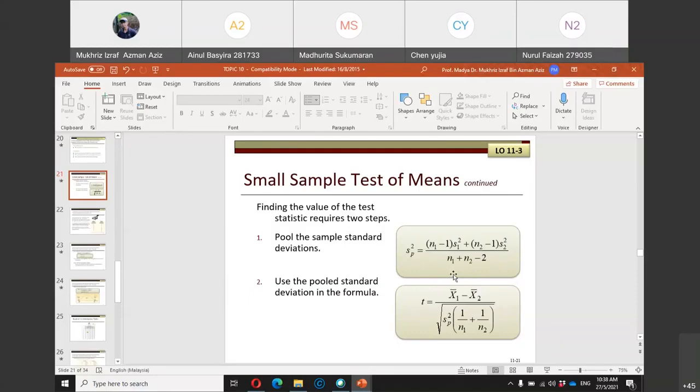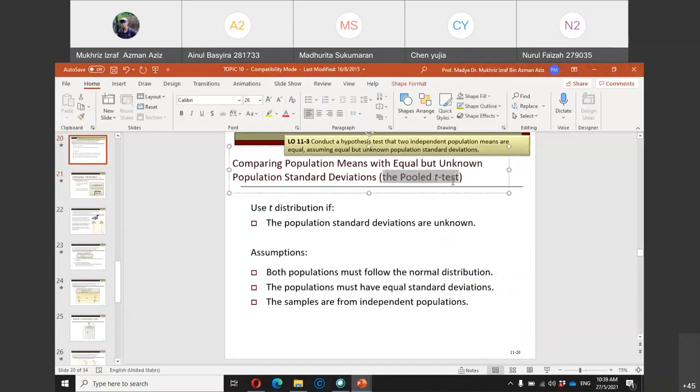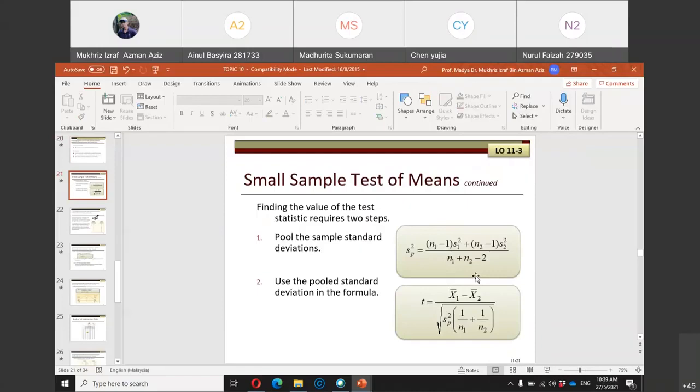But what you need to know is which formula to apply depending on the condition or the situation of the question. So of course, you apply the T test when the sigma is unknown. You apply the Z test that we just discussed when the sigma is derived from the population. So the formula is what we call the pool T test. What does it mean by pool? Meaning you need to combine the value of the standard error, pool the sample standard deviation.